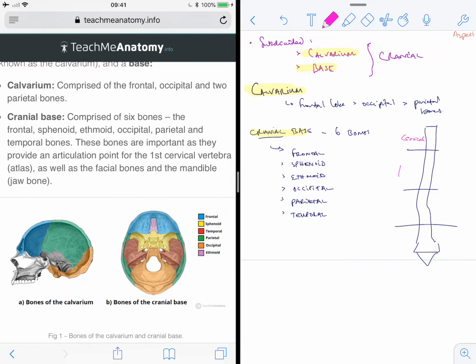Then you have your lumbar. That's not true. No. Thoracic.